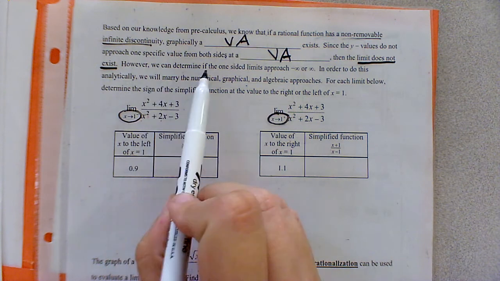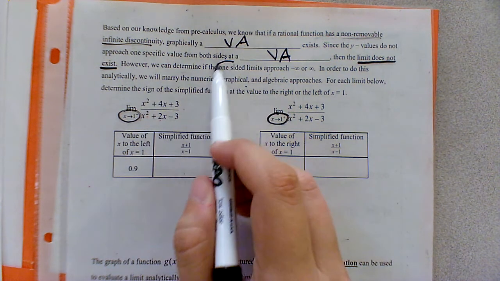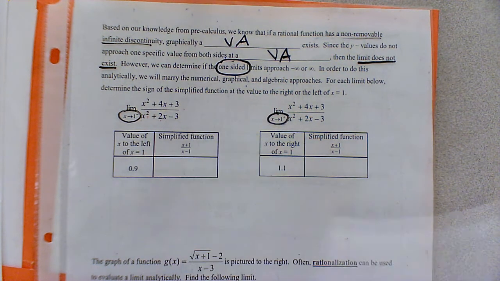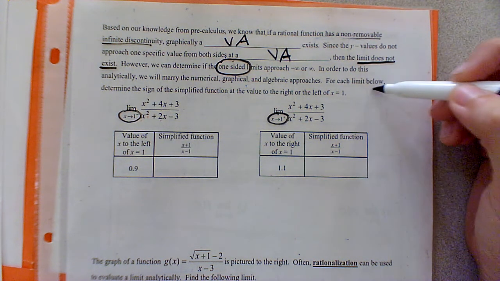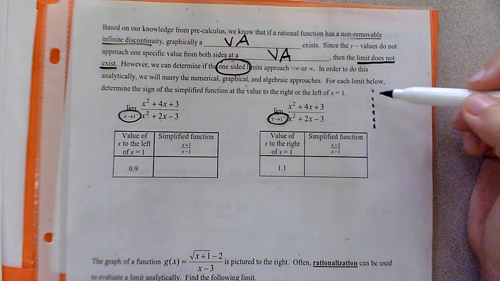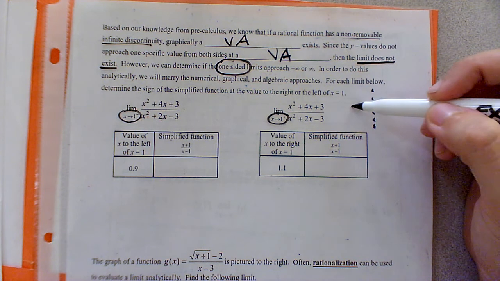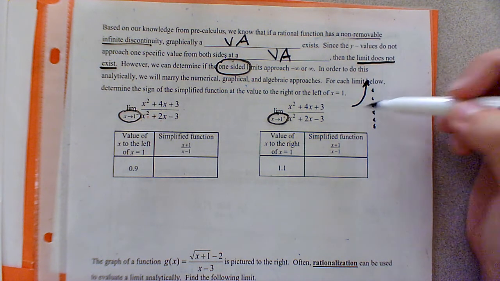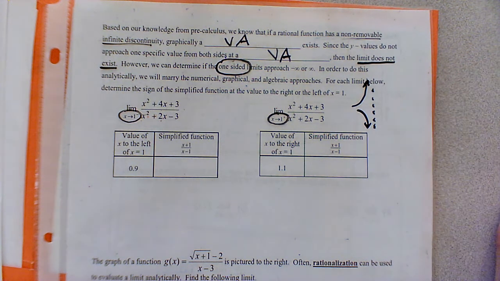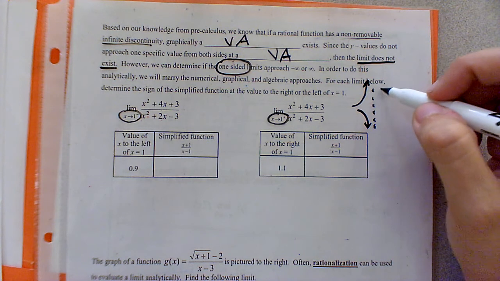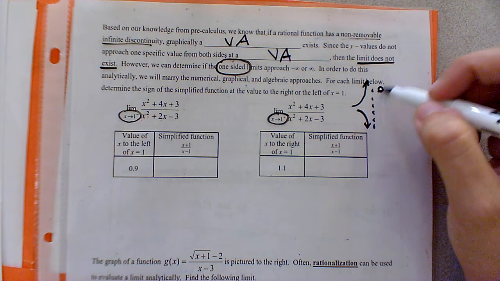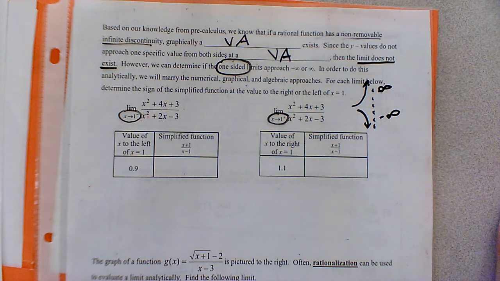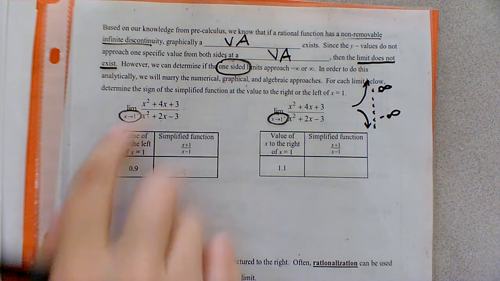So we can determine, though, what's happening on either side of the asymptote. So we're going to be looking at one-sided limits. Now, if you think about an asymptote, the only option you have is that the graph is either going to go up on one side or down on one side. So our only resulting options would be infinity or negative infinity. And that's what we're going to try to figure out here.